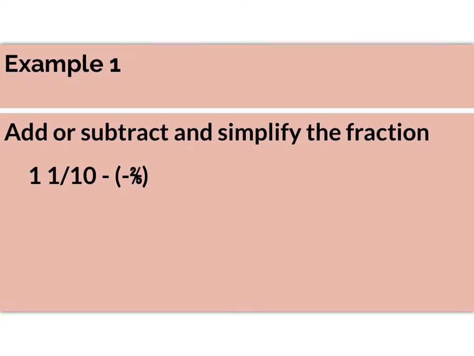Some rules and notes. Okay, so our first example. First thing we're going to do, we got two negatives with nothing in a row. That becomes a positive with no number in between them. So we have 1 and 1 over 10 plus 2 over 5.